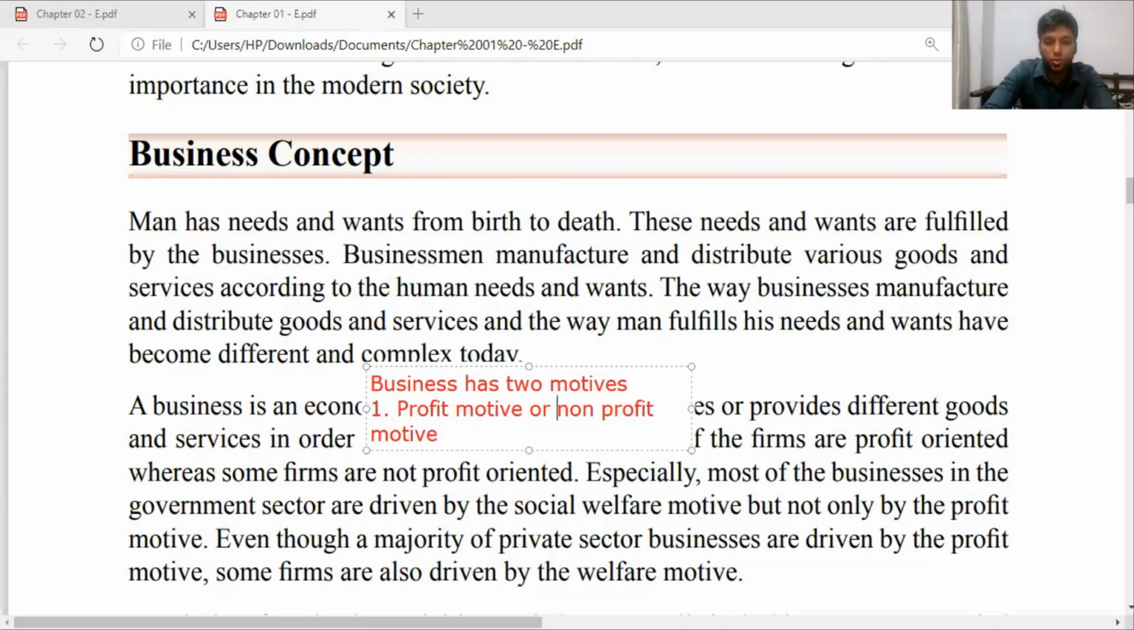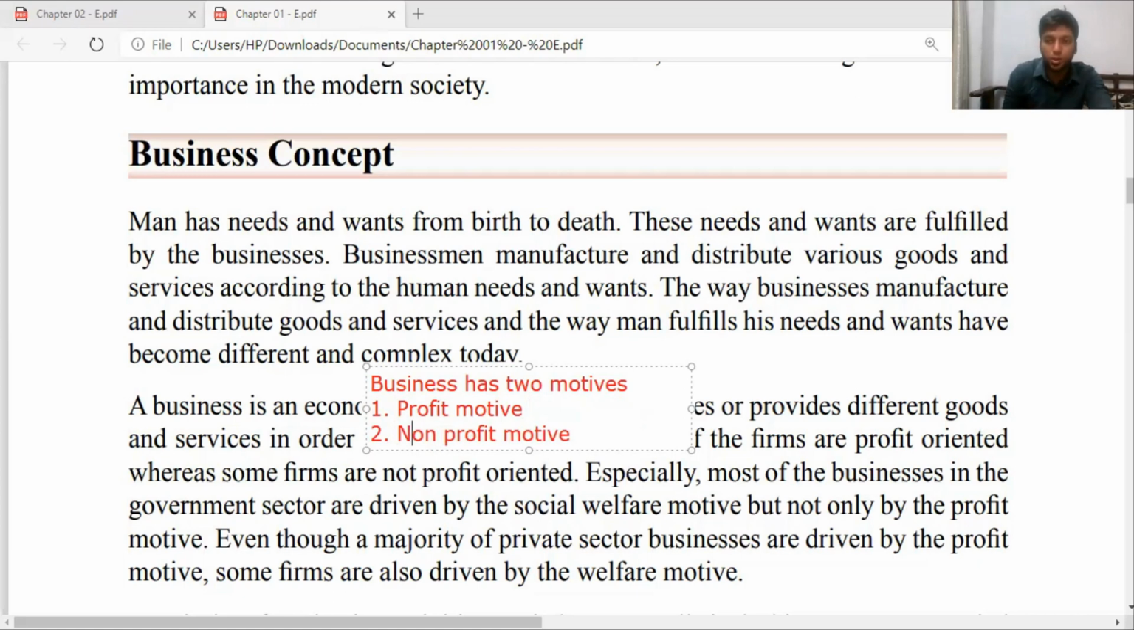So profit motive, you can say number one. Non-profit motive, you can say number two. So you need to know. We have given a clear understanding of what is profit motive and what is non-profit motive. Profit motive is something all businesses survive on in today's environment, to earn some sort of profit.